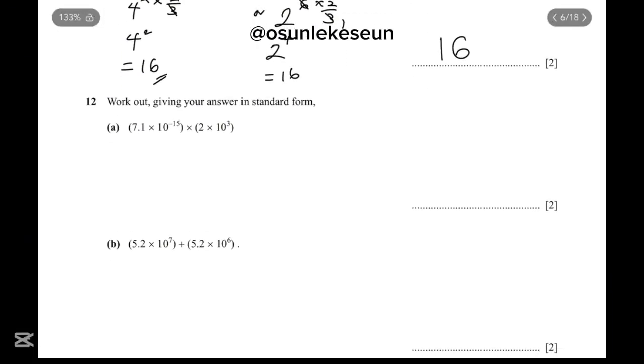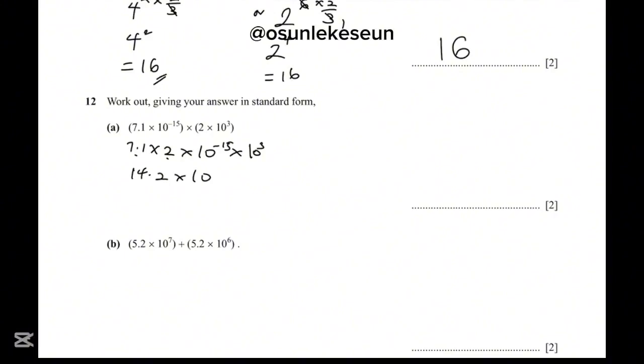So the next question says, work out, giving your answers in standard form. So we have 7.1 times 10 raised to the power minus 15 times, so we can do it this way now. We can multiply 7.1 times 2, then times 10 raised to the power minus 15 times 3. What happens is we can multiply these together. This times this is going to give us 14.2 times 10 raised to the power minus 15. Here we're going to add the powers together, and that's going to give us 14.2 times 10 raised to the power minus 12.